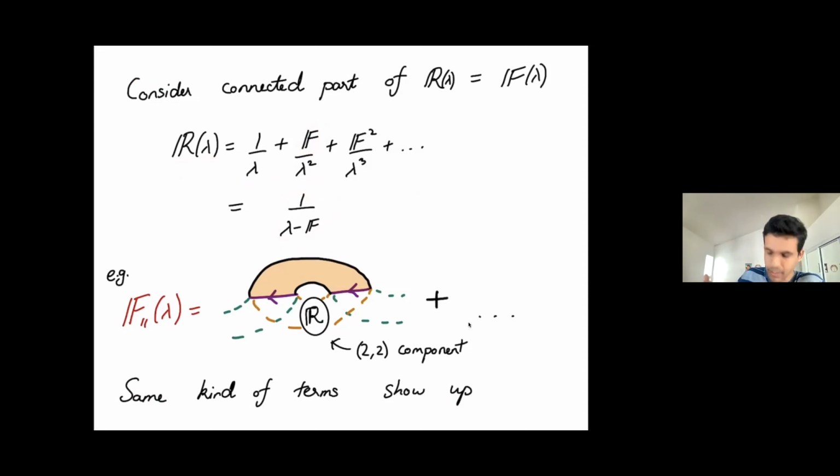F will have the same kinds of terms. There'll be these connected terms and disconnected terms, some of which will be proportional to the projector and some of which will be proportional to the maximally mixed state.